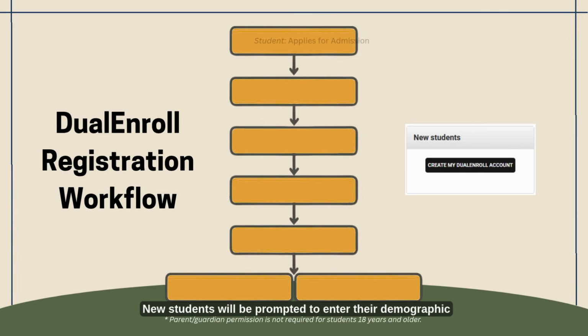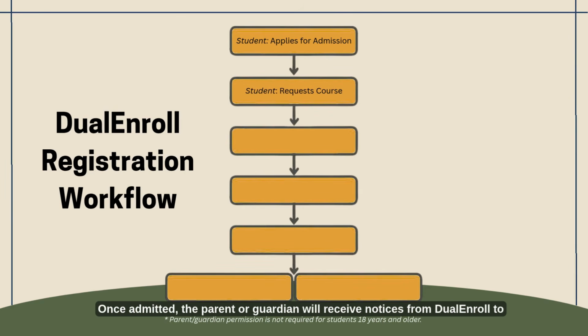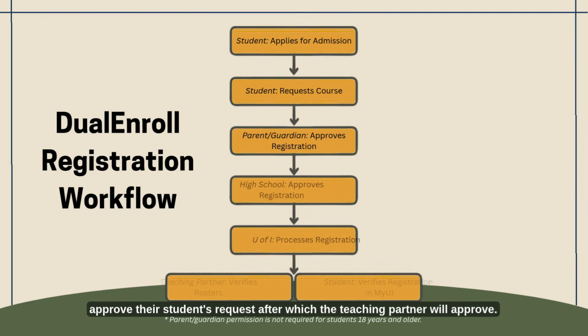New students will be prompted to enter their demographic and high school information to apply for admission before being directed to the course list to request registration. Once admitted, the parent or guardian will receive notices from DualEnroll to approve their student's request, after which the teaching partner will approve.